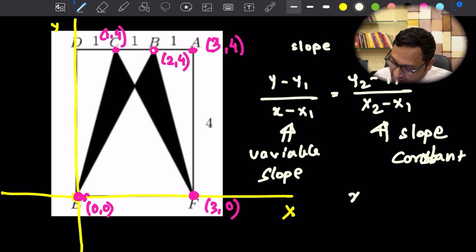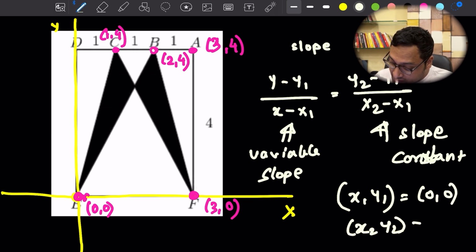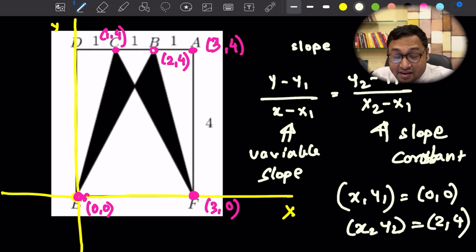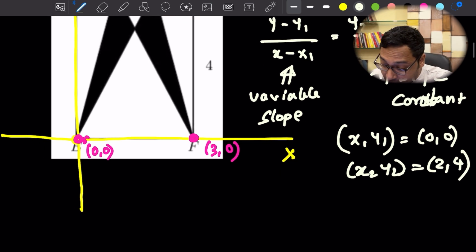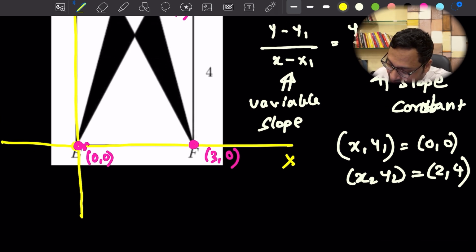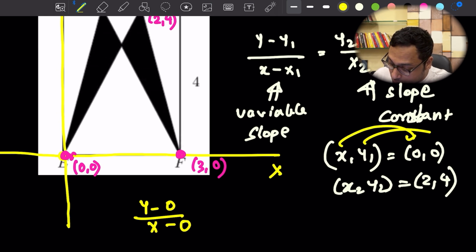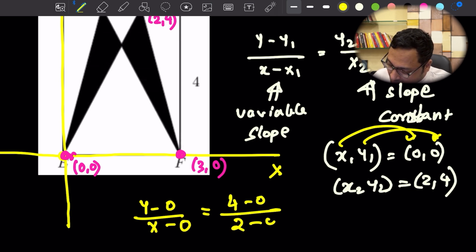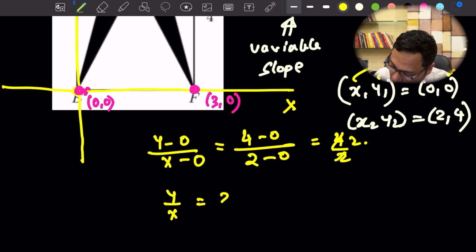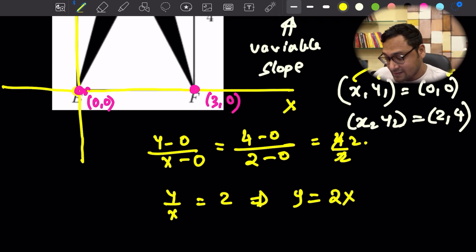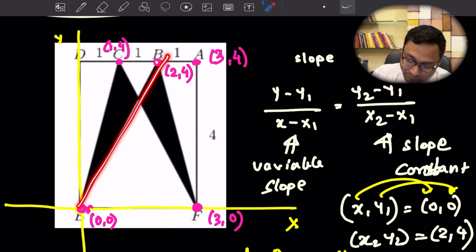So here x1, y1 is 0, 0 and x2, y2 is 2, 4. So I can find out the equation of the straight line. Let's say I take y minus 0 divided by x minus 0, so x1 is 0 and y1 is 0, right? That is equal to y2, which is 4, minus 0 by 2 minus 0. So 4 by 2, which is 2. Therefore, y by x equals 2, or y equals 2x. That's the equation of this line.